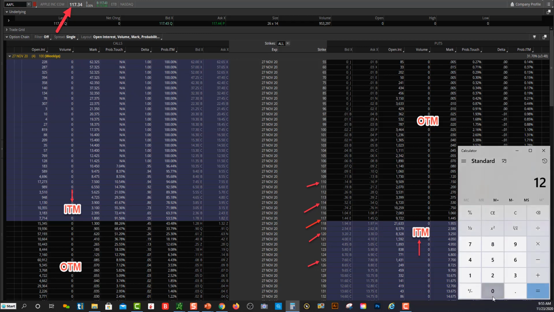If you take the 120 minus 117.34 equals $2.66. And then you'll see it's going out of the money in the black area on the put side now. So that's how you calculate the intrinsic value. It's just the current price of the stock minus the strike price, and that's how you come up with the actual intrinsic value.